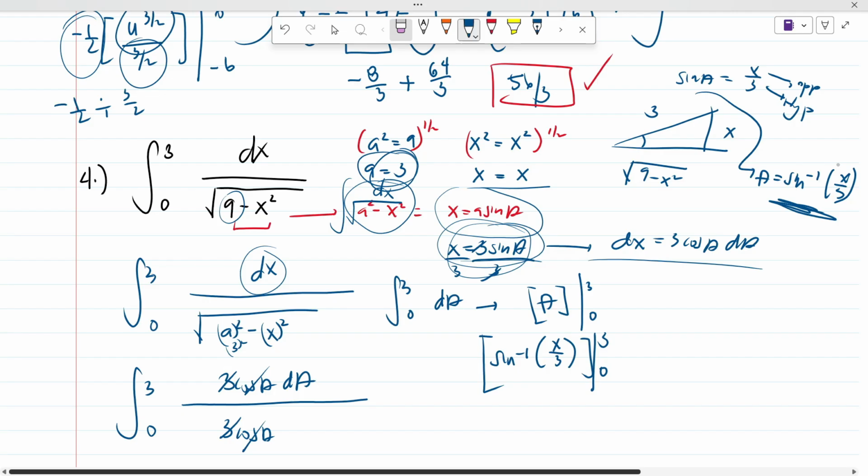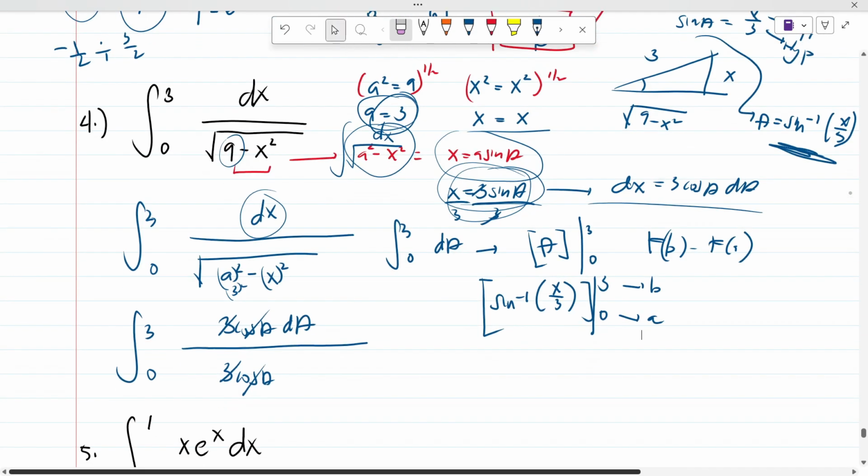Gets? So, FB minus FA. So, this will be the B and this will be the A. Gets? So, sine. Ano yung FB natin, guys? F3 minus F0. Lahat ng x palitan ng 3.